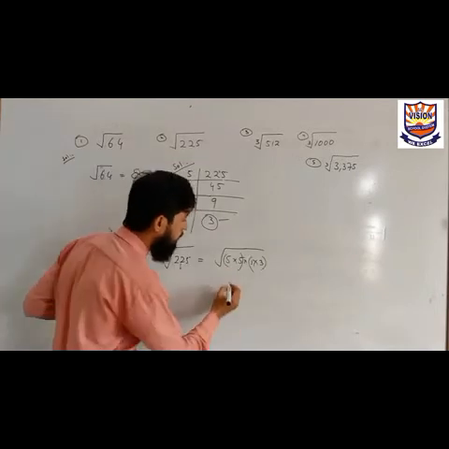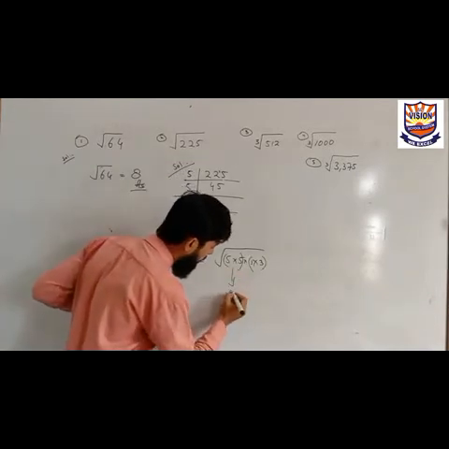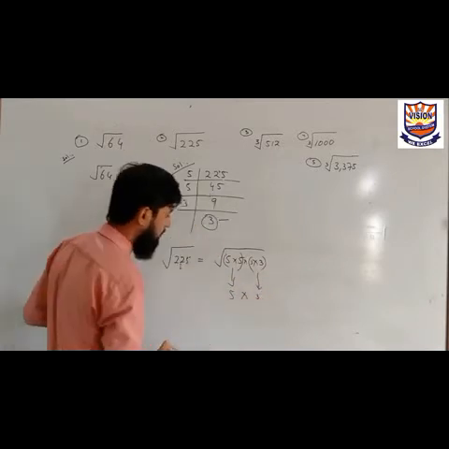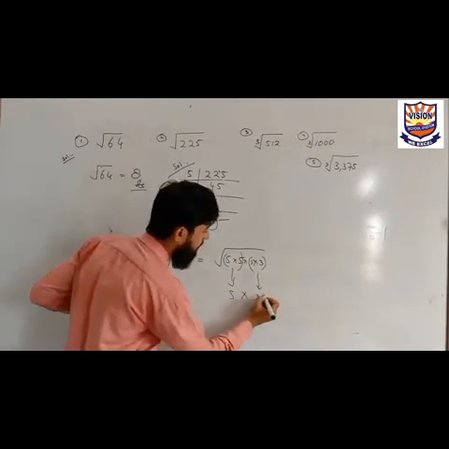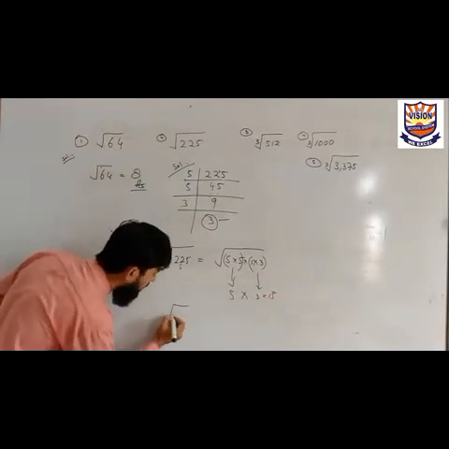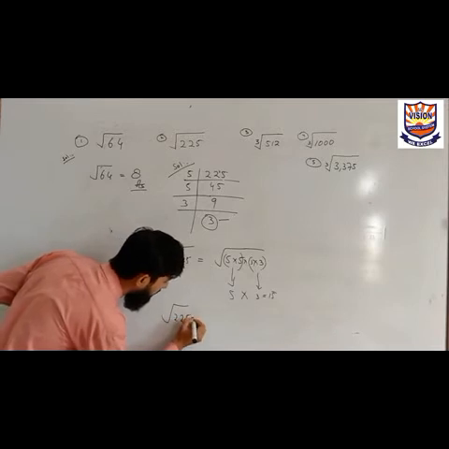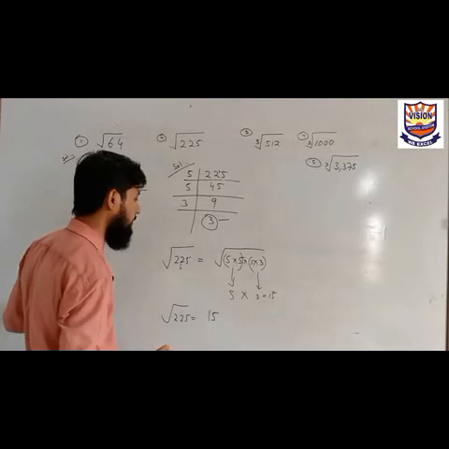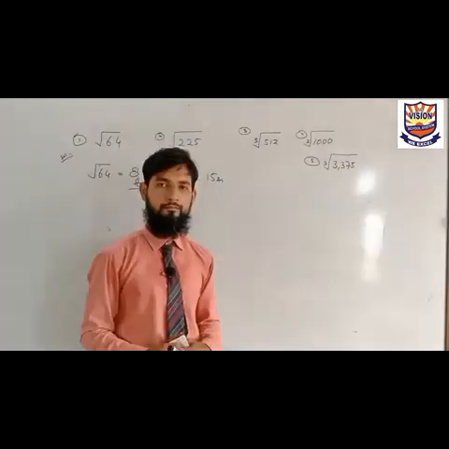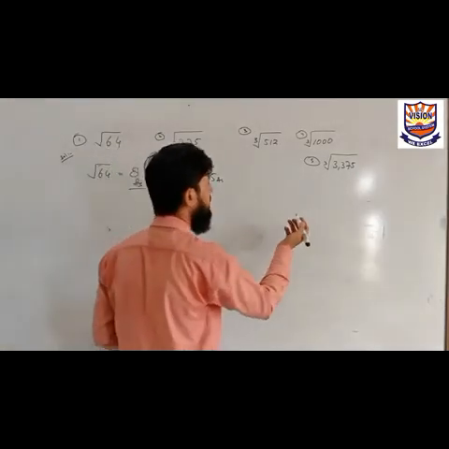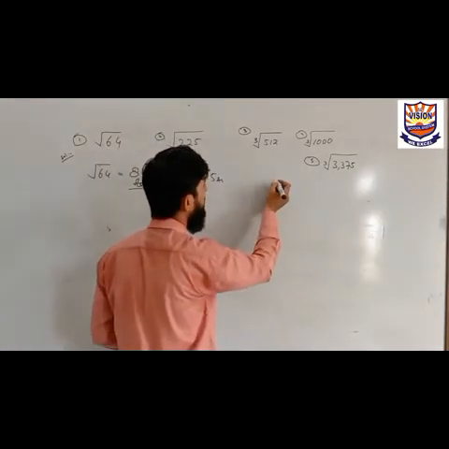Now pick one number from each group. 5 multiply by 3. Now 5 multiplied by 3 is equal to 15. So what is the square root of 225? The square root of 225 is 15. Our answer.